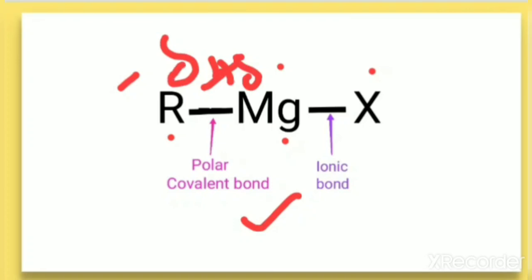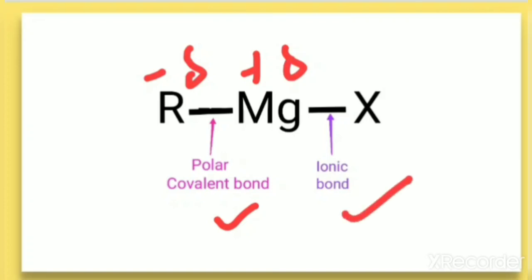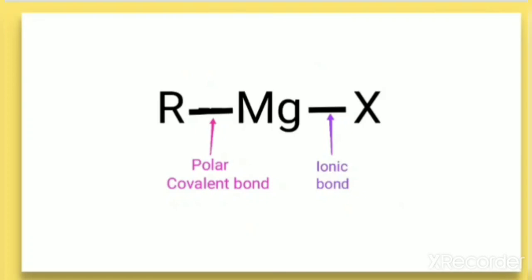So we can say that there is an electronegativity difference between the carbon and magnesium. It develops a partial positive charge on the magnesium and a partial negative charge on the carbon atom of the alkyl group. Therefore, this bond is a polar covalent bond. In this, the bonding between the magnesium and the halide is an ionic bond. So, in a Grignard reagent, there are two types of bonding.